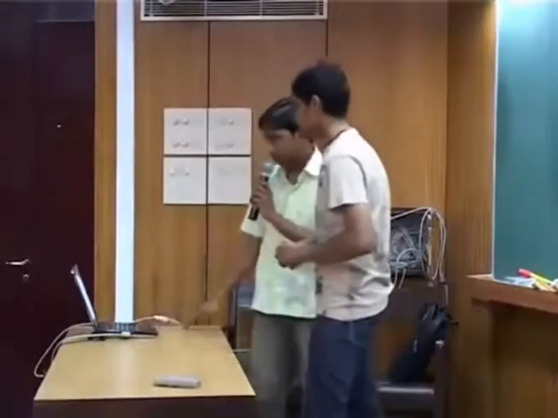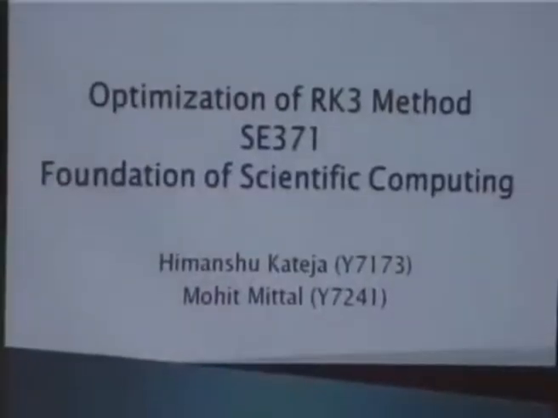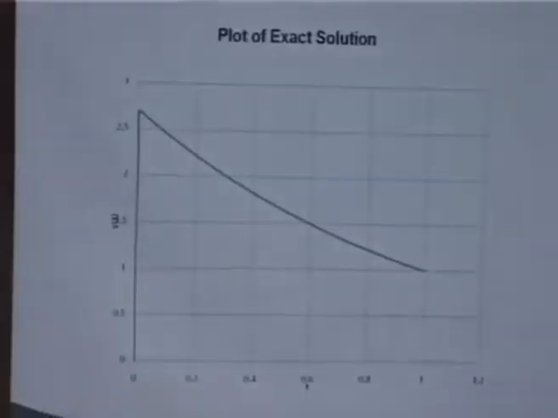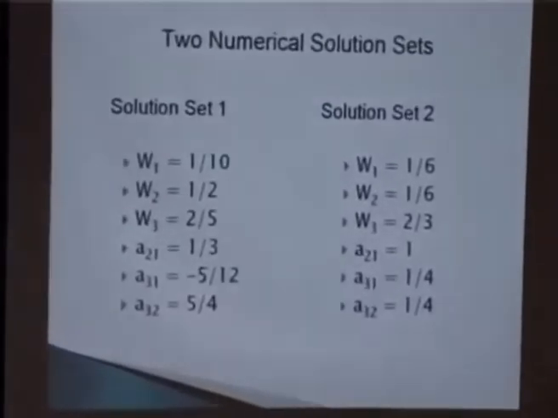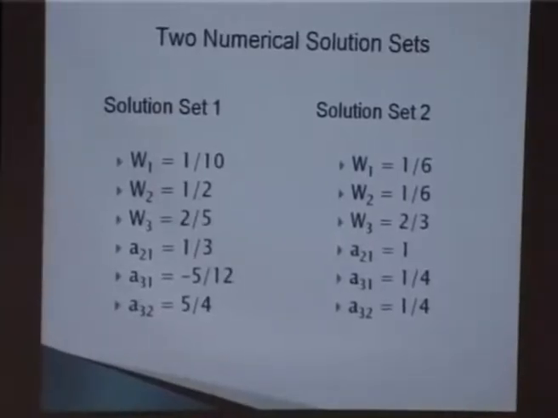Well, the problem that we had was a second order differential equation with boundary values, and we had to optimize the RKA3 method for the computation of the numerical solution at various values of t. While solving the equations, we get three sets of solutions. In one of which A21 comes out to be 2/3. When you put A21 equal to 2/3, then by the other equations you find that the system becomes inconsistent. So that value can be neglected.